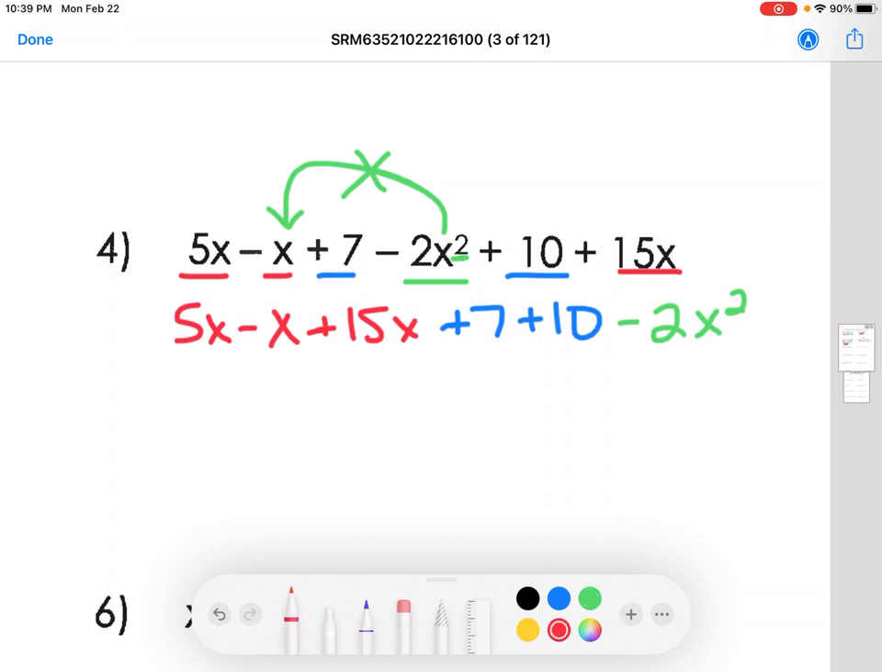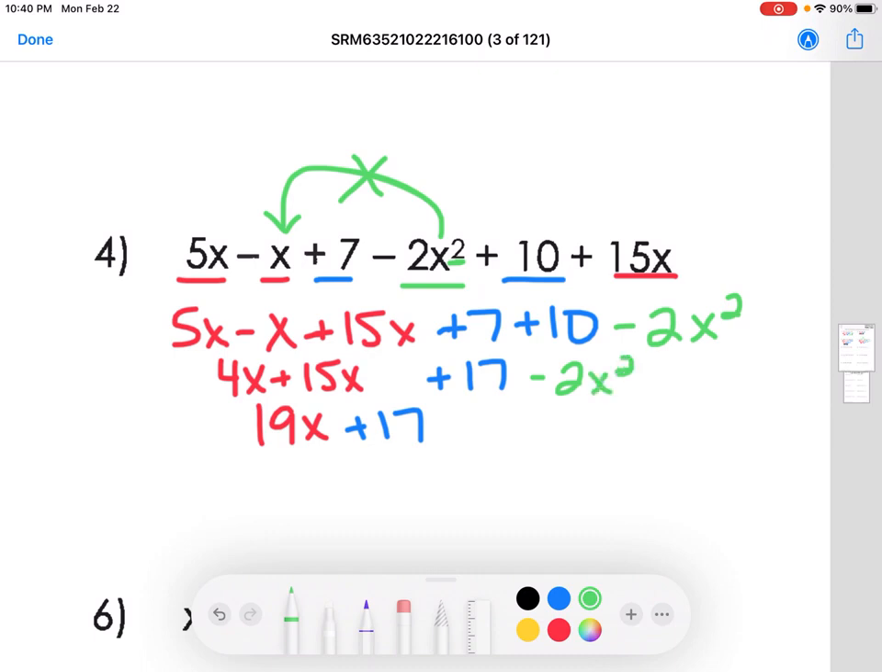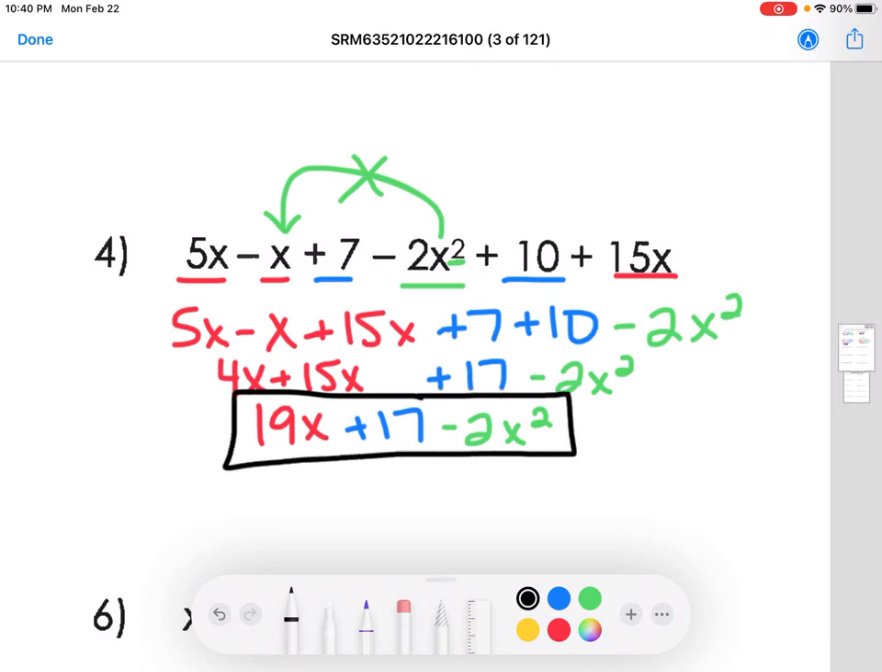So I want to combine. 5x minus 1x is 4x. And 4x plus 15x is 19 times x. 7 plus 10 would be plus 17. And then minus 2 times x squared. I have nothing to combine with that. So that gives me 19x plus 17 minus 2x squared.